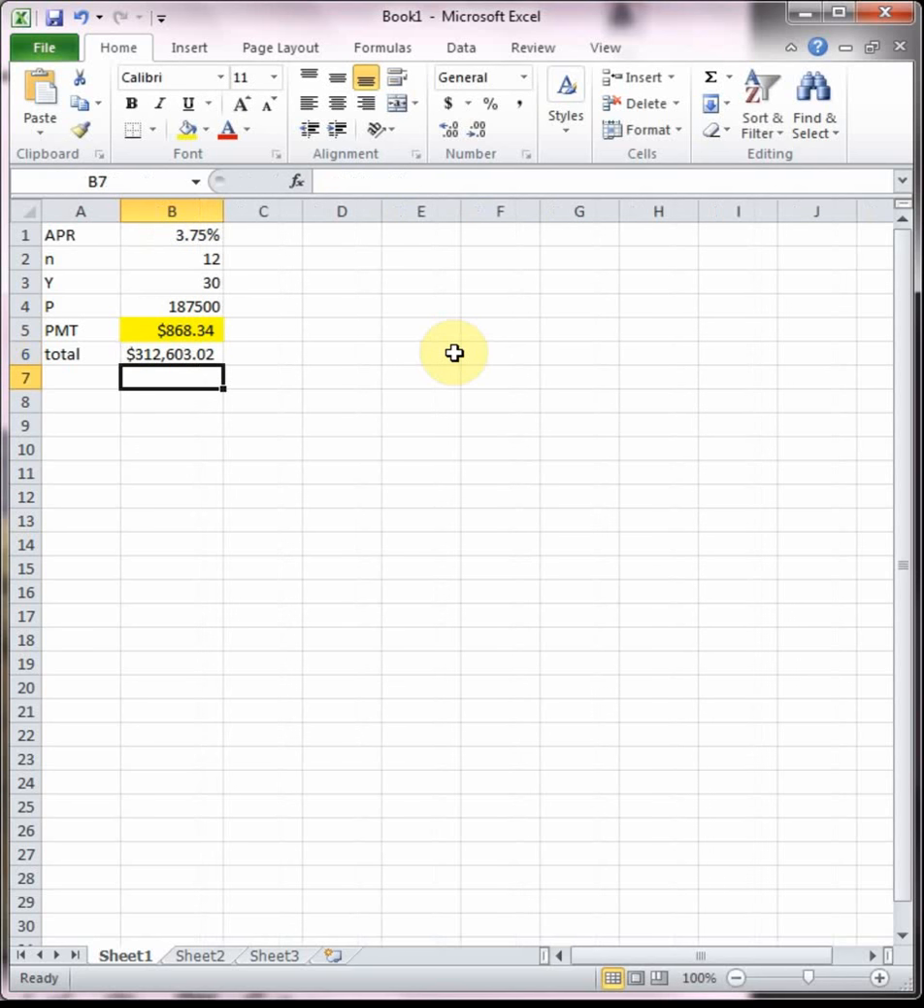So they're going to be paying the bank a total of $312,603.02. If we wanted to figure out how much interest they paid, we look at the total amount that they paid minus the principal, how much they actually borrowed on their house. They paid $125,103.02 in interest. That's kind of crazy. They borrowed $187,000 and they're paying over $125,000 in interest.